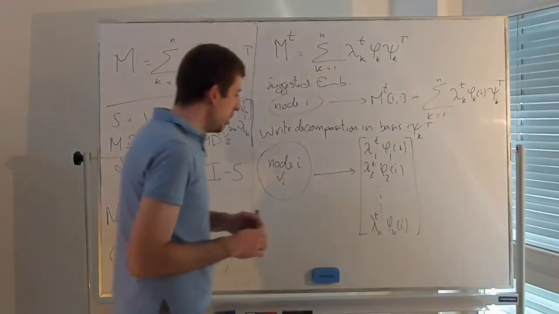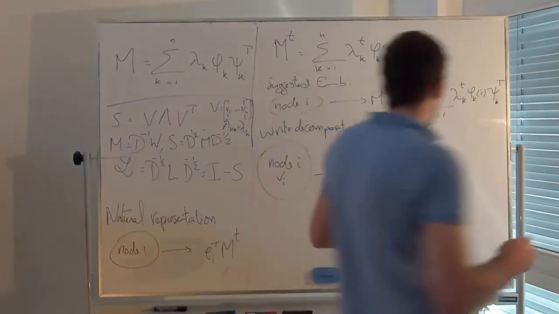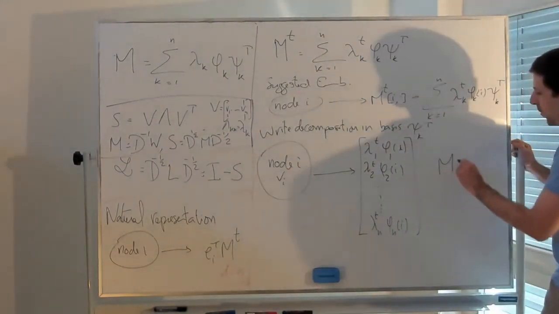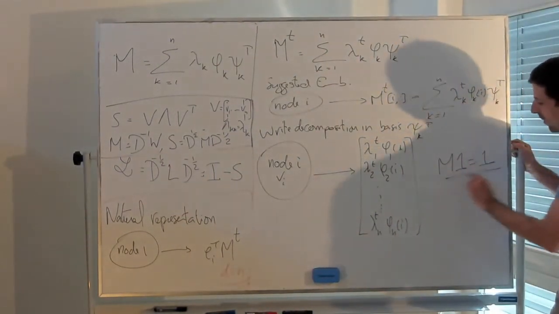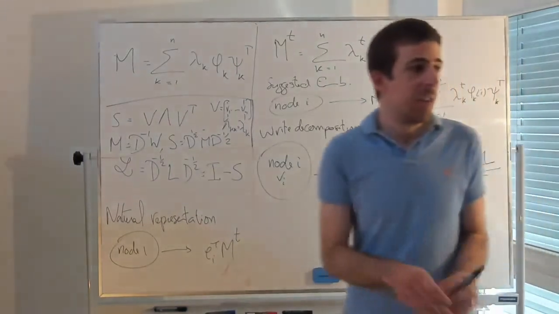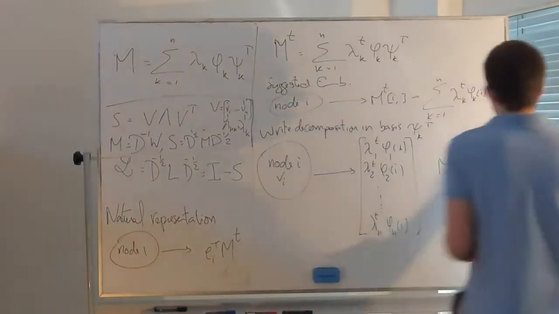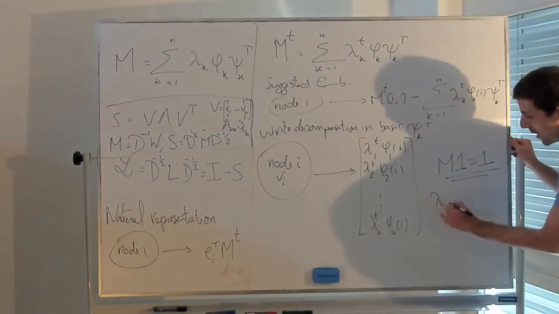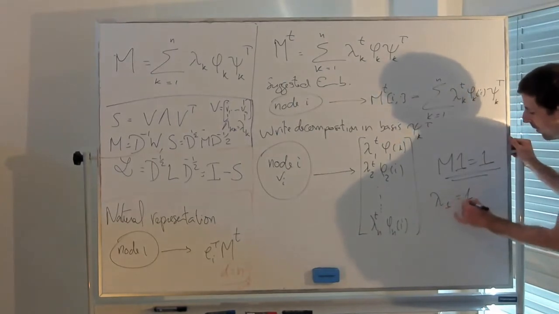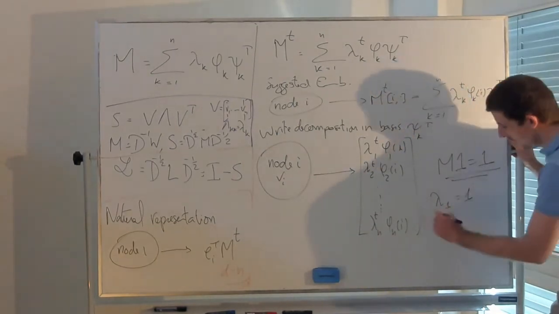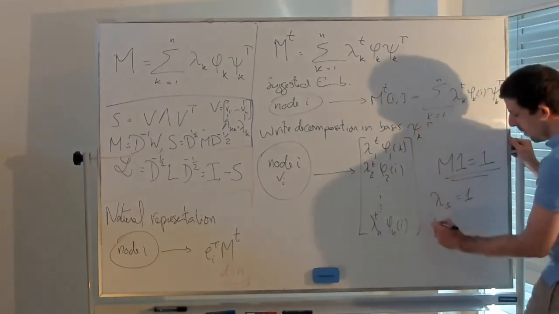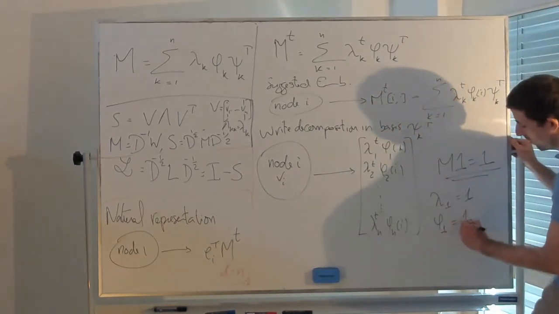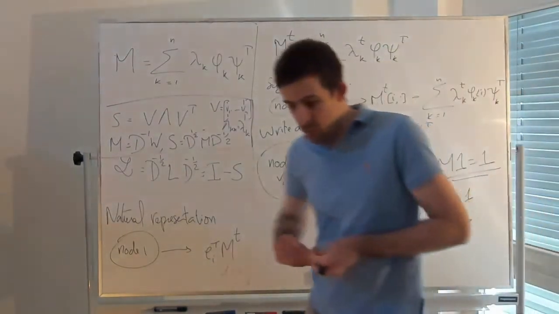Now we know one of these eigenvalues, because we know that M times the all-ones vector is equal to 1. So one of these eigenvalues is non-interesting, and in fact, this will be the first one. We saw this already in PageRank. The first eigenvalue will be 1, and so in particular, the right eigenvector for M, phi 1, is just the all-ones vector.